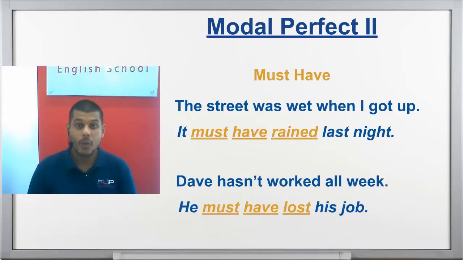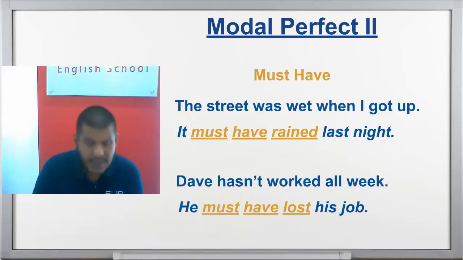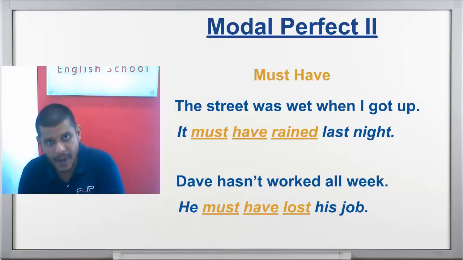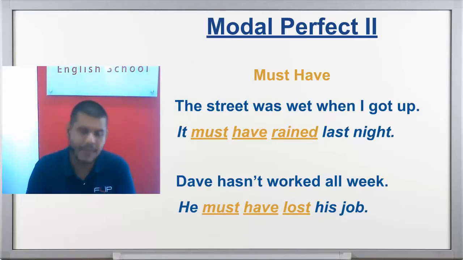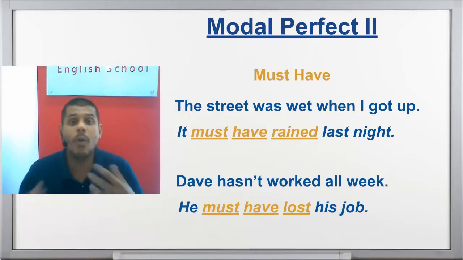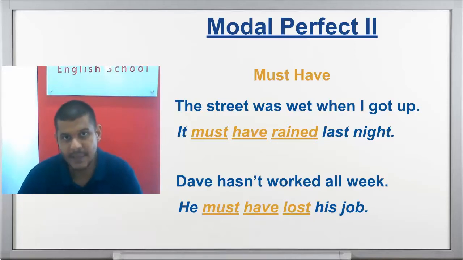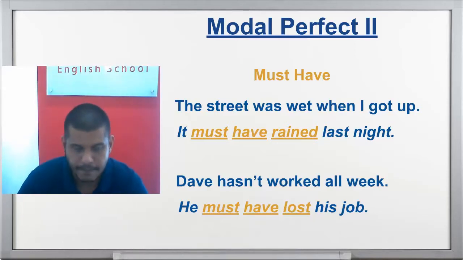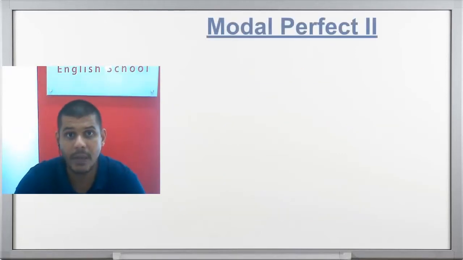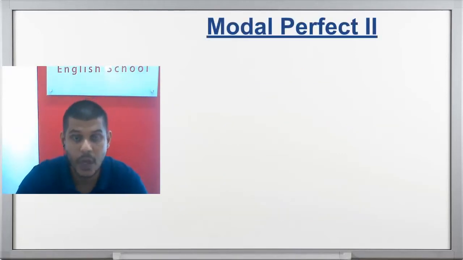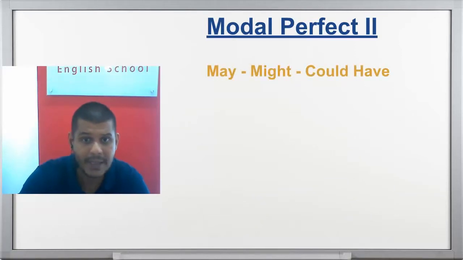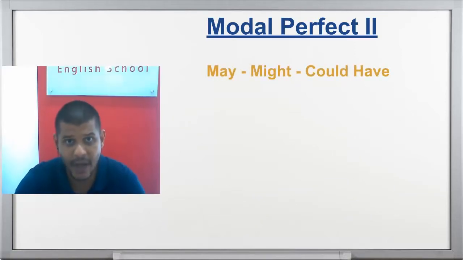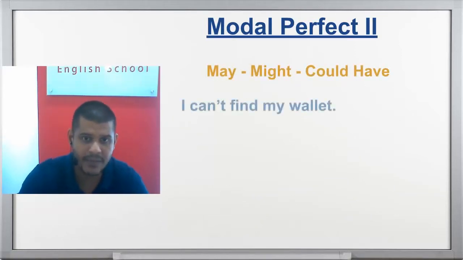You see? So, in this case, when I use must plus have plus the past participle, I indicate that I am, as I said before, almost 100% sure that something was true. Okay? Now, let's move on and talk about might, may, or could have now, okay? Take a look at the examples I have here.